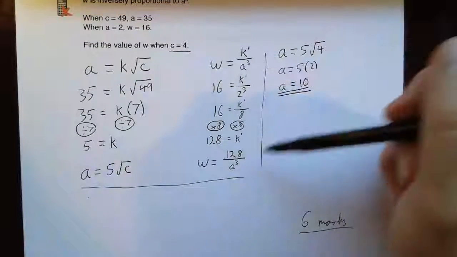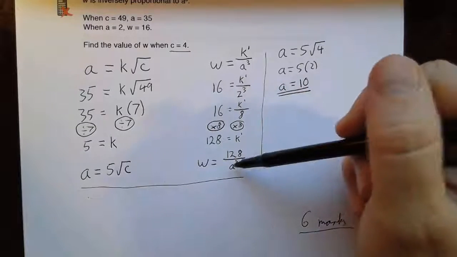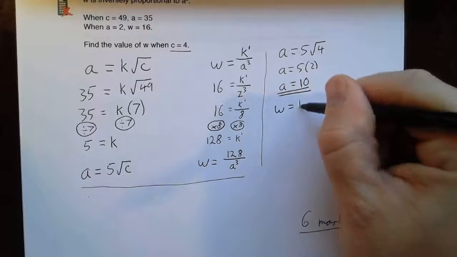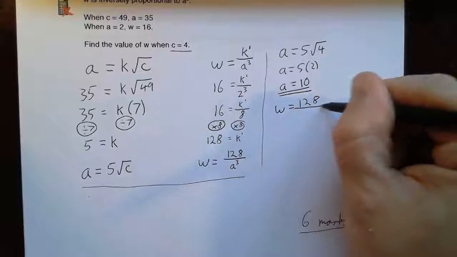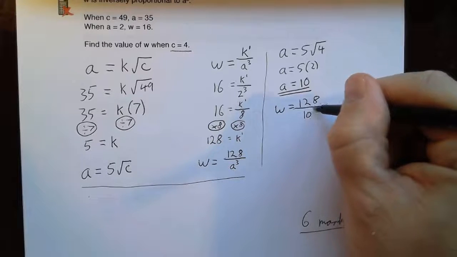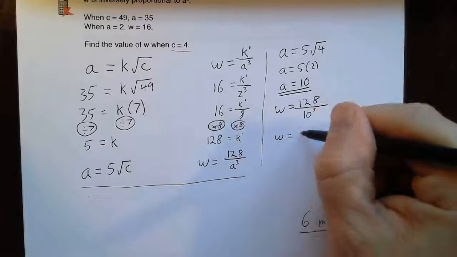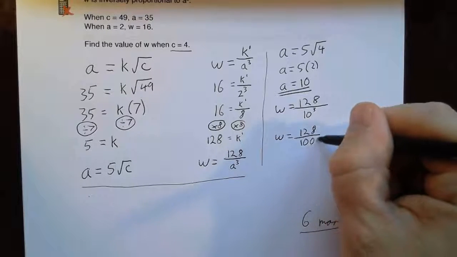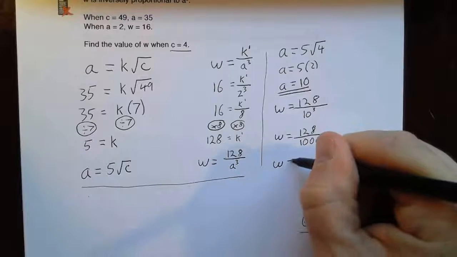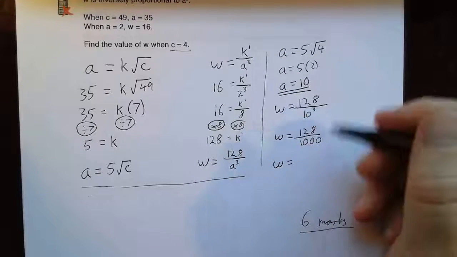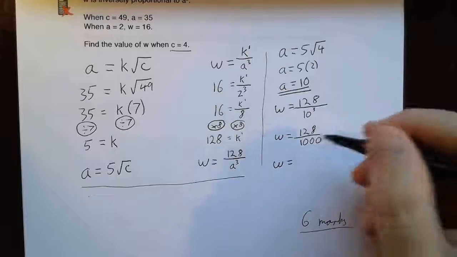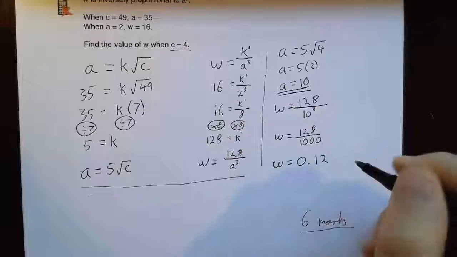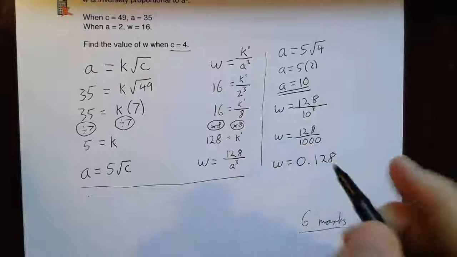So I'm now going to resubstitute this new A into here. So W equals 128 divided by 10 cubed. So W equals 128 divided by 1000, just because 10 cubed, 10 times 10 times 10, is 1000. 128 divided by 1000 is 0.128. And there's my answer.